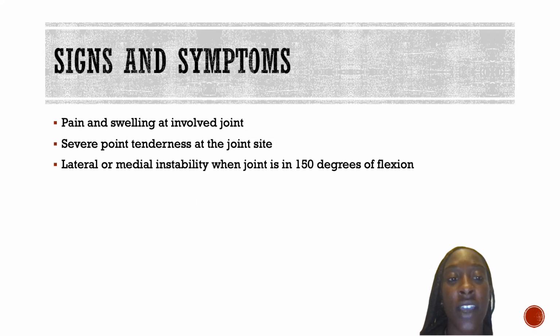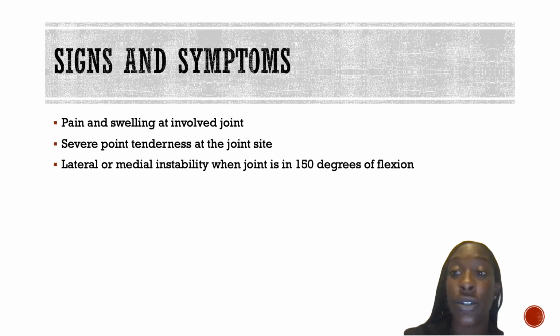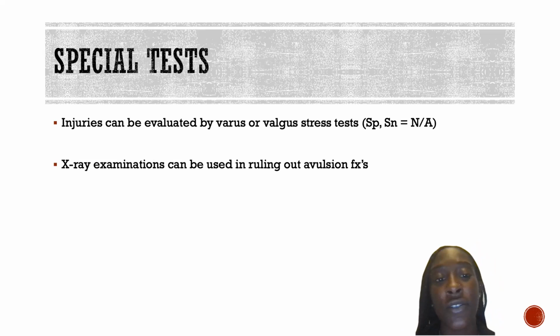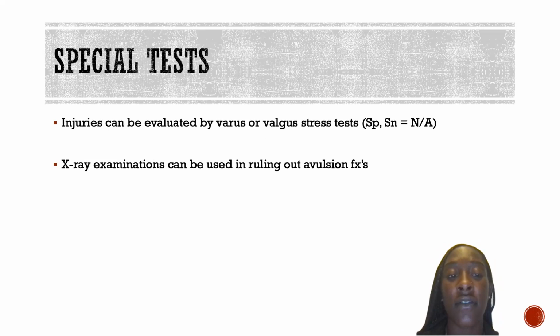So signs and symptoms, obviously there's going to be some pain and some swelling at the involved joint. There's going to be severe point tenderness at the joint line, depending on which joint, DIP or PIP. And then you're going to have some lateral or medial instability when the joint is in about 150 degrees of flexion. So for special tests, injuries of your interphalangeal joints can be evaluated by a varus or valgus stress test.